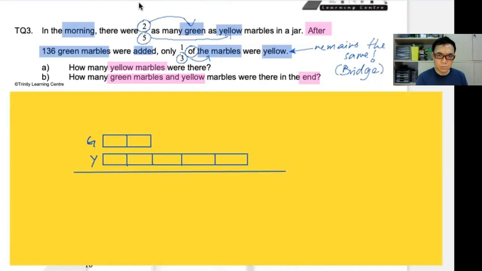As I said just now, yellow remains unchanged. So in the end, the model for the yellow will be the same as it was at first. The total length of the model would still be like this. This is still yellow.